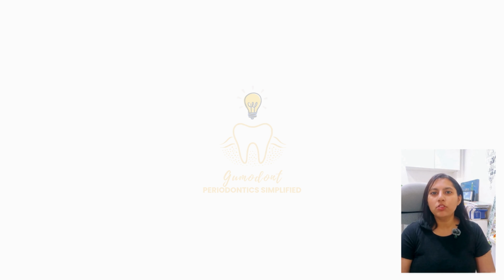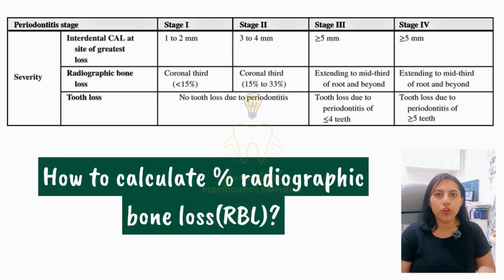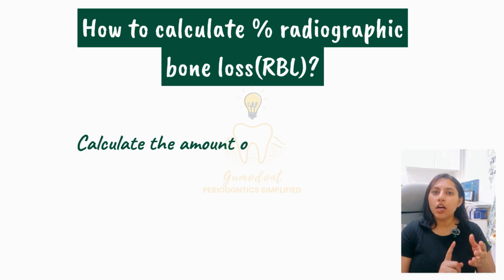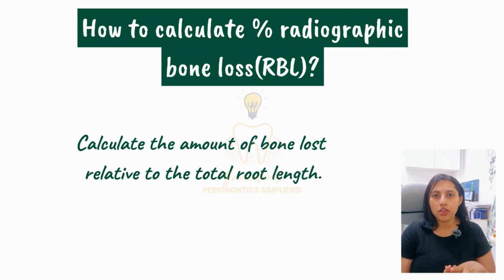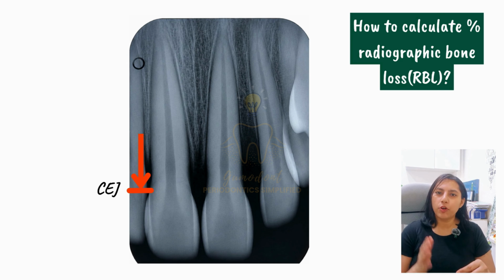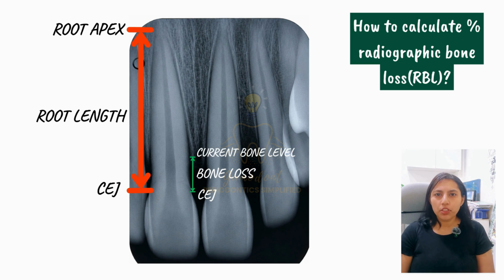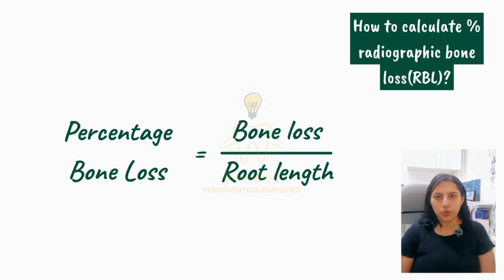Now, one common doubt students have is, how do we calculate the percentage of radiographic bone loss? The concept is actually very simple. We calculate the amount of bone lost relative to the total root length. So first, measure the total root length from CEJ to the root apex. Then measure how much bone support has been lost from CEJ to the current bone level. Now put the calculated bone loss and root length into this formula and you get the percentage bone loss.